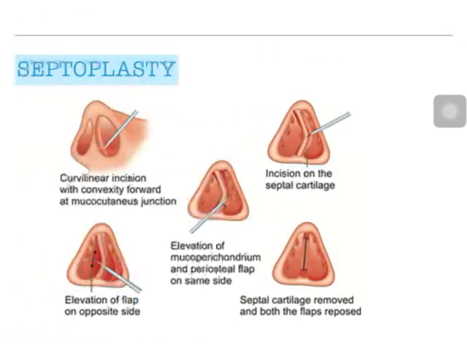Septoplasty. Curvilinear incision with convexity forward at mucocutaneous junction. Elevation of flap on opposite side. Elevation of mucoperichondrial and periosteal flap on same side. Incision on the septal cartilage. Septal cartilage removed and both the flaps reposed.